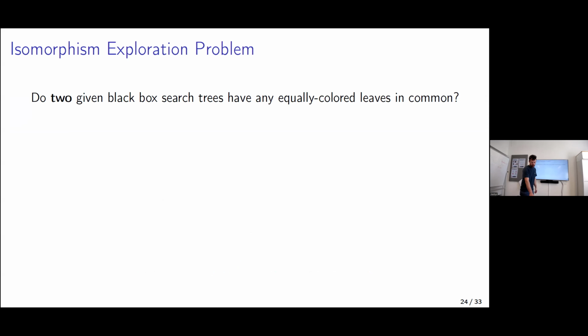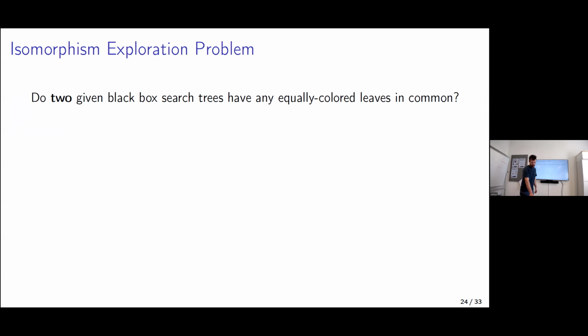So here's a really simple way to solve this. In the first tree, we go down to one arbitrary leaf. So here it would be a red leaf. And then in the second tree, we just look for this red leaf using depth first search. So we go here, then we go down here, and look, we found a red leaf. And they are actually isomorphic. So this is depth first search.